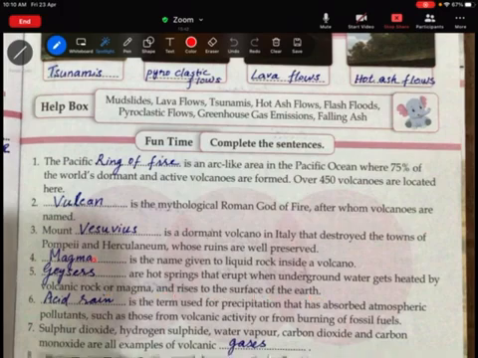That is geyser. From geyser only we will be getting hot water, we know. So these are the hot springs that erupt when underground water gets heated. So this is like in a river, hot water is flowing. That is hot springs. Next, dash is the term used for precipitation that has absorbed atmospheric pollutants, such as those from volcanic activity or from burning of fossil fuels. That is acid rain.